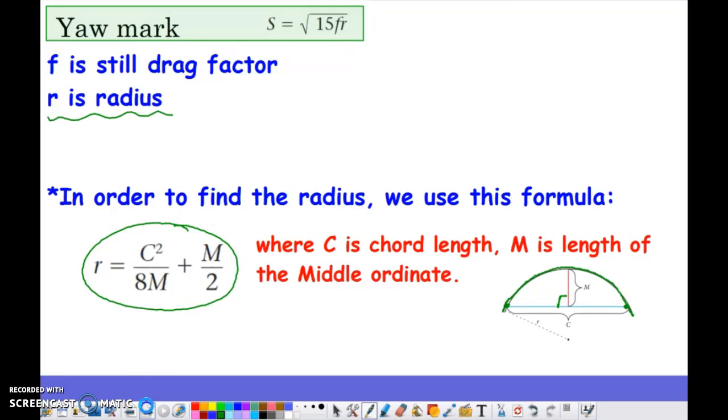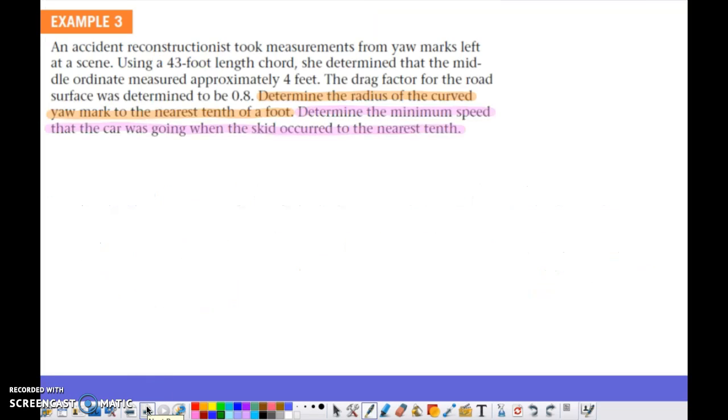So let's go ahead and try an example. It says an accident reconstructionist took measurements from yaw marks left at a scene. Using a 43-foot length cord, she determined that the middle ordinate measured approximately 4 feet. It says the drag factor for the road surface was determined to be 0.8. Determine the radius of the curved yaw mark to the nearest tenth of a foot. So we have to find the radius first.